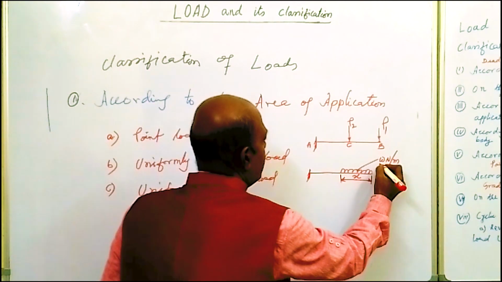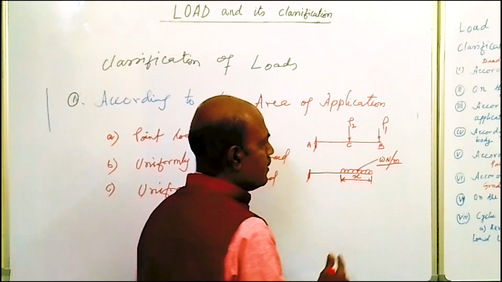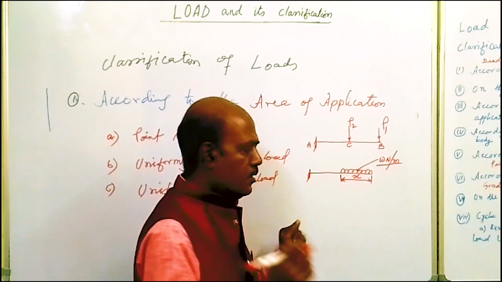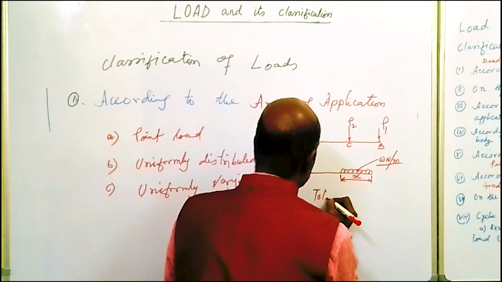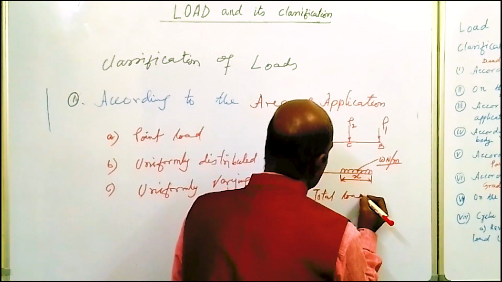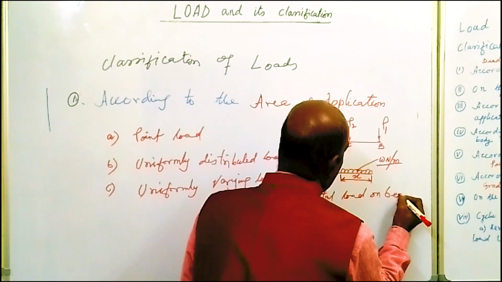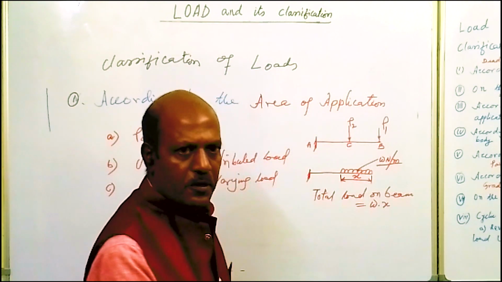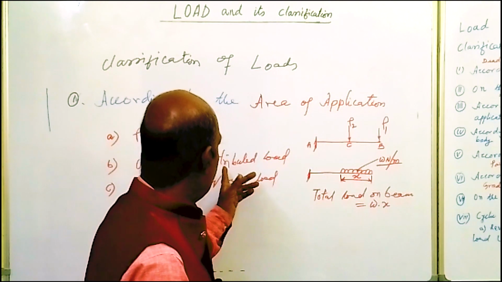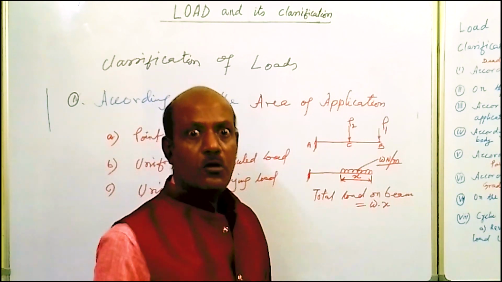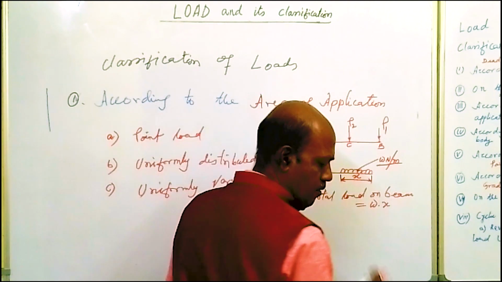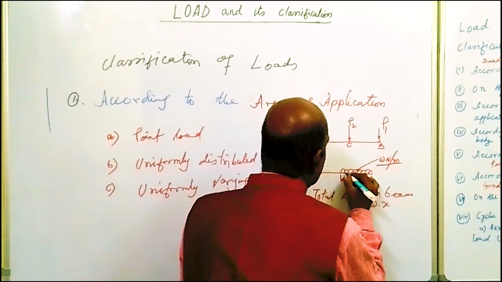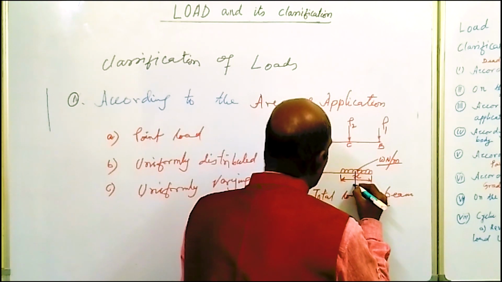So if it is W Newton per meter length, and we have considered that for x meter length the load is distributed, the total load on the beam is given by W into x. And if we consider this UDL, uniformly distributed load, as a point load, then it will pass through the center of gravity, that is exactly at the center of this length.